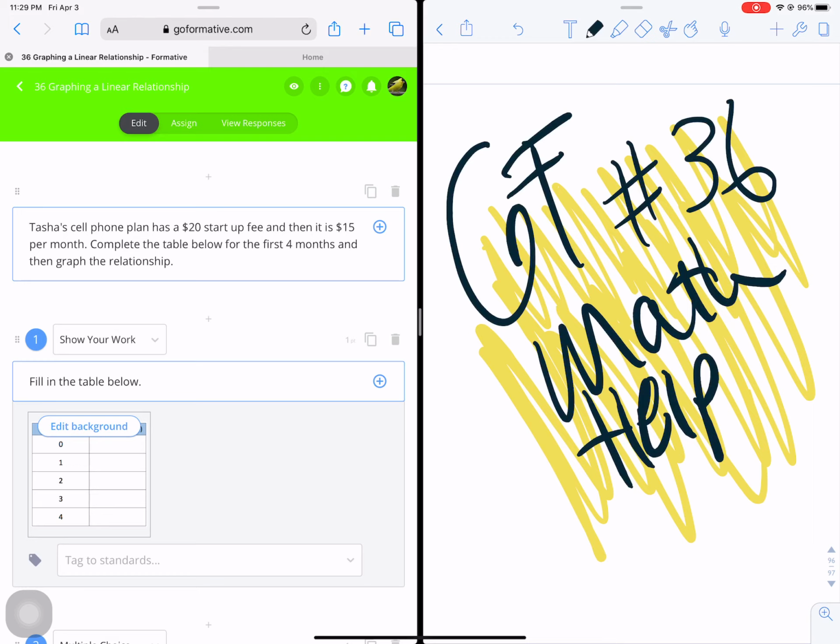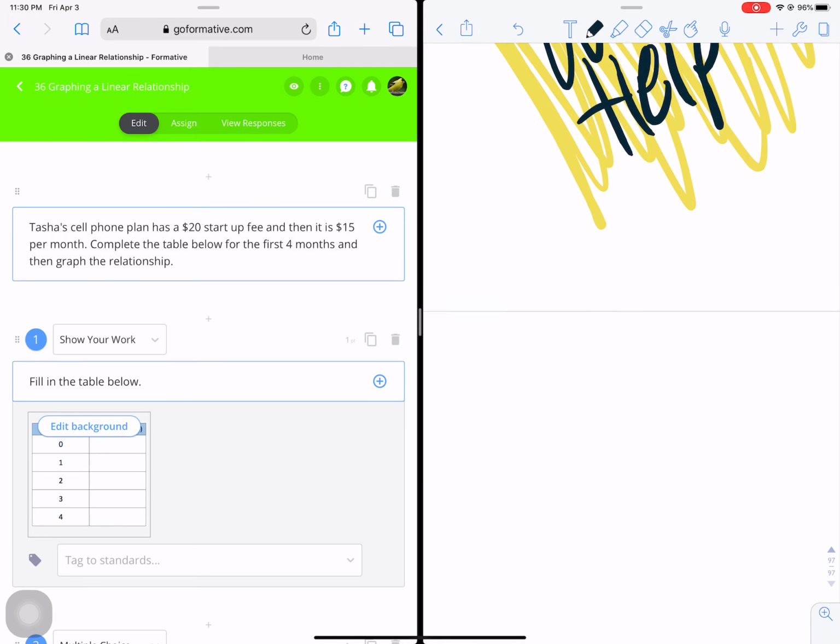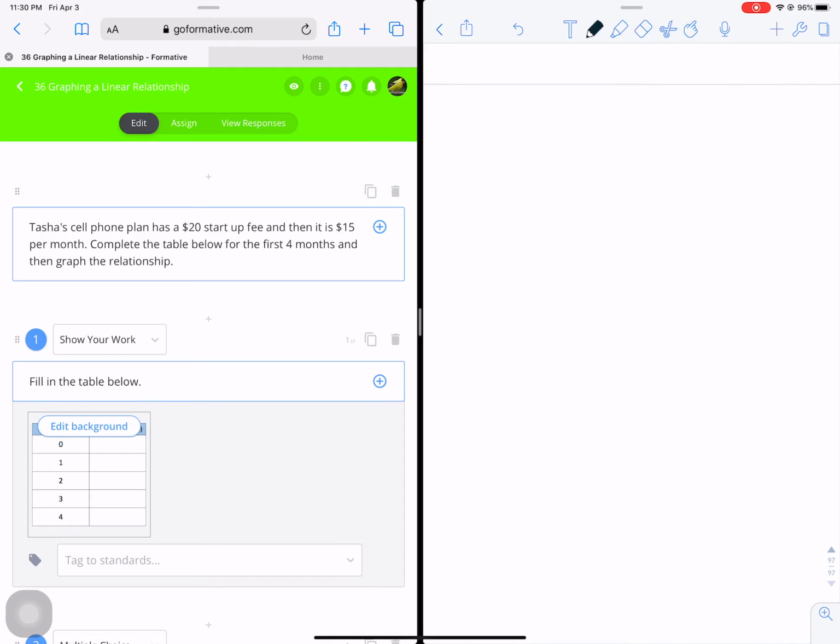Okay. This one is called Graphing a Linear Relationship. Let's get going. Tasha's cell phone plan has a $20 startup fee and $15 per month. Complete the table below for the first 4 months and then graph the relationship. So let's make a table.